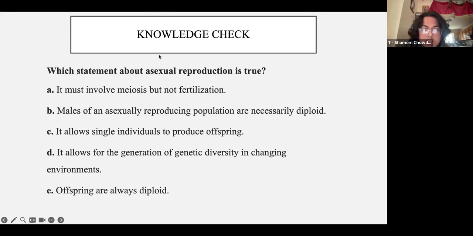Somebody asked, why is E not correct? It's because bacteria can also go through asexual reproduction, and there are some haploid bacteria, or some haploid organisms as well. Not all organisms are diploid, so you have to be careful about that. If this was asking which statement about asexual reproduction in lizards, then obviously it could be E. But because there's bacteria or other organisms, it's not E.